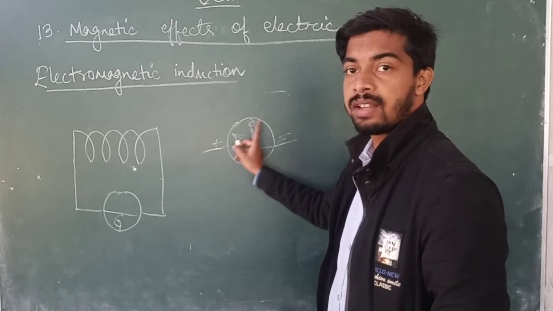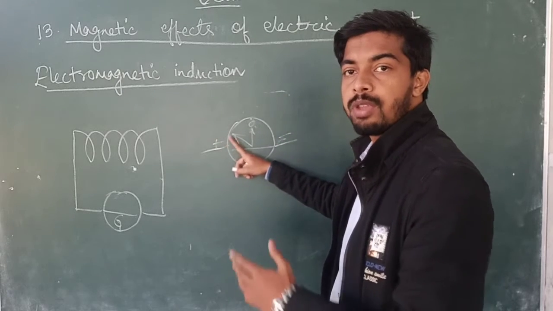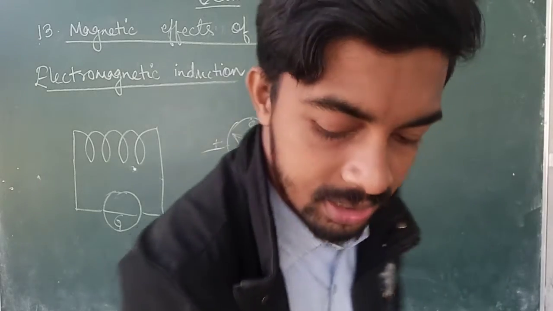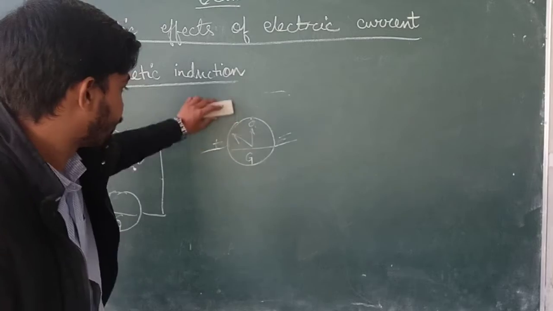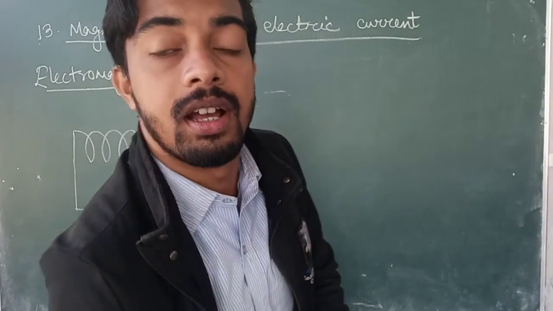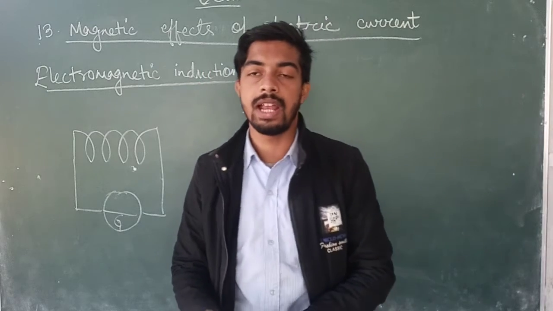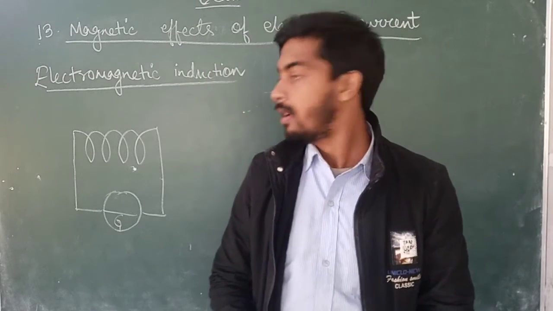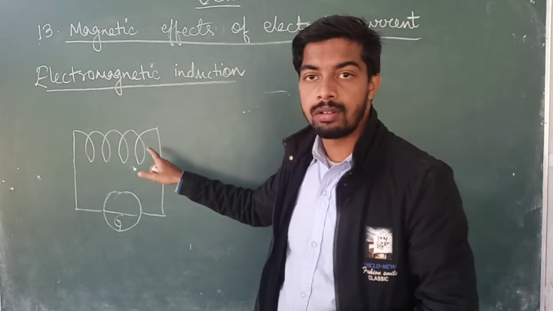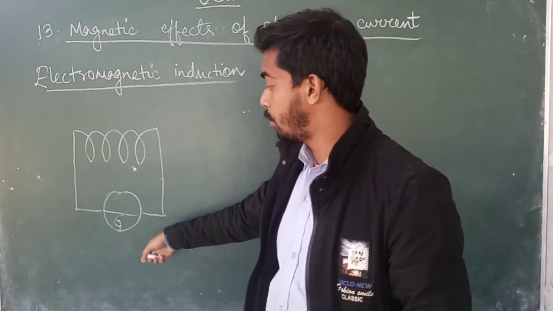If positive is on this side, the pointer will move to this side, and if the positive is on the other side, the pointer will move to the other side. So this is basically a galvanometer. It detects or tells us about the presence of electric current in any circuit. Now what did Michael Faraday do? He took a coil, a solenoid, and connected it to a galvanometer.